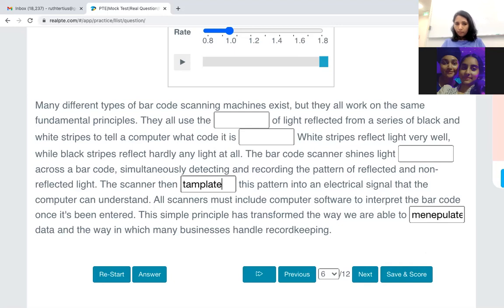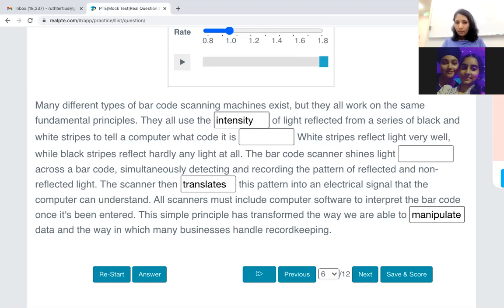T-E-M-P-L-A-T-E. Okay, actually, this was translates. So it was translate, translates, and manipulate. The spelling is manipulate. Sorry about this. M-A-N, M-A-N, manipulate. Manipulate.